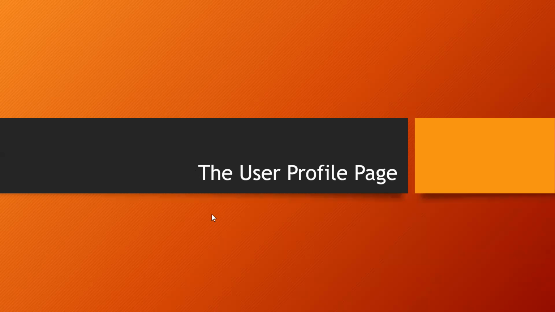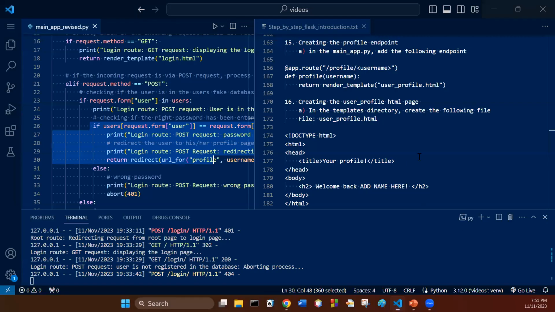In this video, we are going to discuss the implementation of the user profile page. After the user successfully logs in with his or her password and username, and we check in the fake database and everything matches, we are going to be redirected to the user profile page. And that's what we are going to do in this video. So let's go for that.